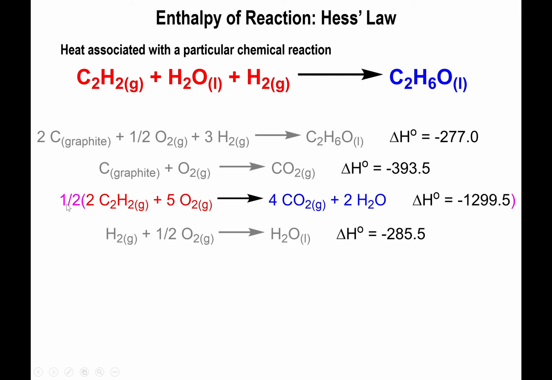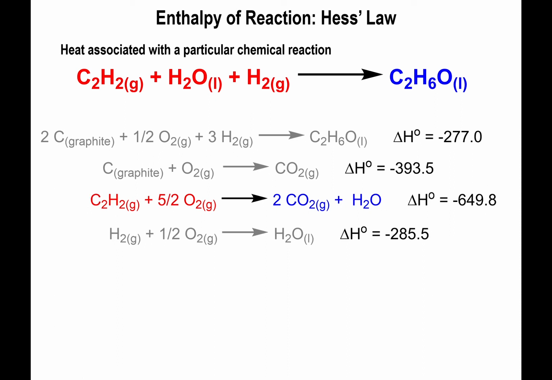But the application of the multiple, the 1/2 multiple, doesn't just apply to the reactants and products, it applies to delta H as well. So multiplying 2 by 1/2 gets you 1. Multiplying 5 by 1/2 gets you 5/2. Multiplying 4 by 1/2 gets you 2. And multiplying 2 by 1/2 gets you 1 as well. But that 1/2 needs to be applied to negative 1299.5. And when that happens, the value gets reduced to negative 649.8. Alright, so you are in essence trying to come up with the right amounts of reactants and products by changing the equations, but the change needs to be applied just the same to the delta H value.